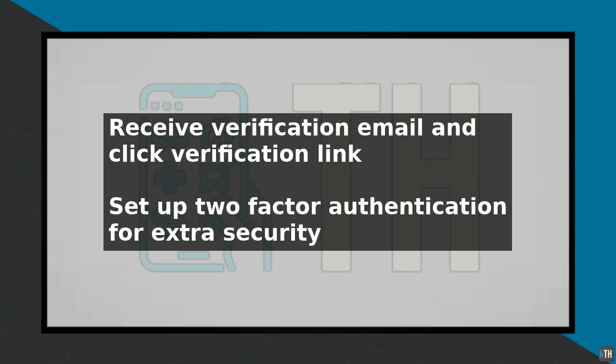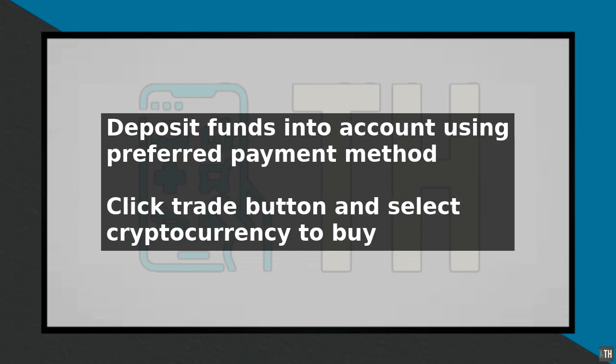Bitmart supports a wide range of payment methods, including credit cards, bank transfers, and cryptocurrencies. Once you have deposited funds into your account, you can start trading by clicking on the Trade button and selecting the cryptocurrency you want to buy or sell. It is essential to understand the risks involved in trading cryptocurrencies and to always use proper risk management techniques.